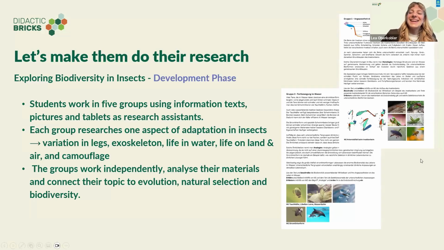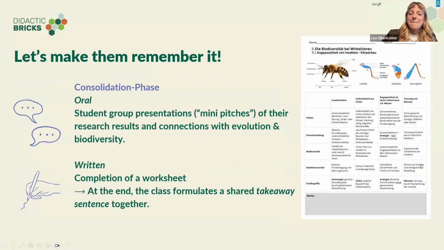That would be the consolidation phase. And with the pitch, it is an oral consolidation, not a written one, but an oral one.